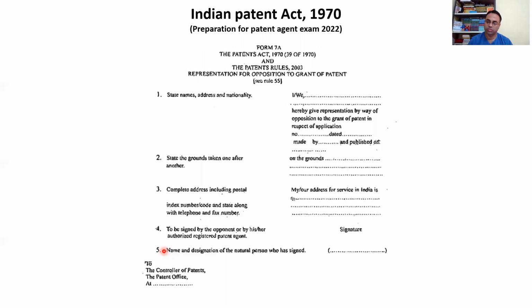It's only in our record. It's only in our laboratory. In that case, how can we furnish those details to the controller for opposing that pre-grant opposition patent?